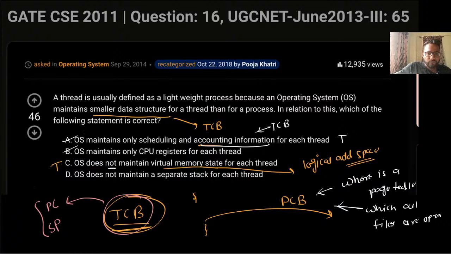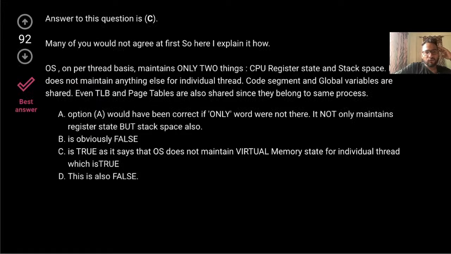Let me reread it. OS maintains only scheduling and accounting information. Accounting information means what are the PC values and all. Okay, let me see what this accounting information means for them.